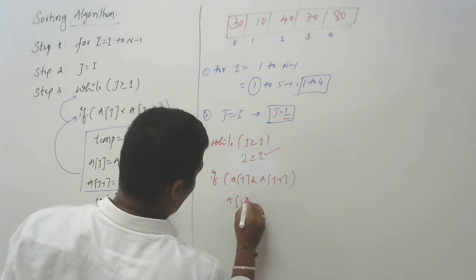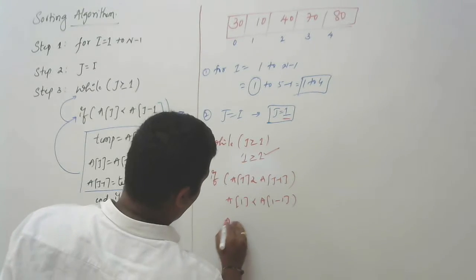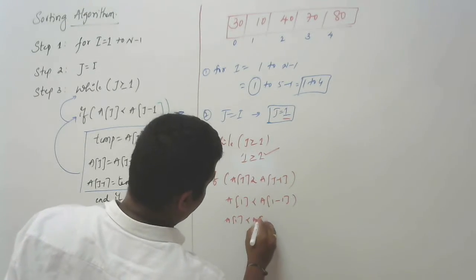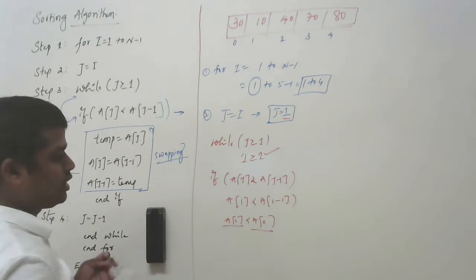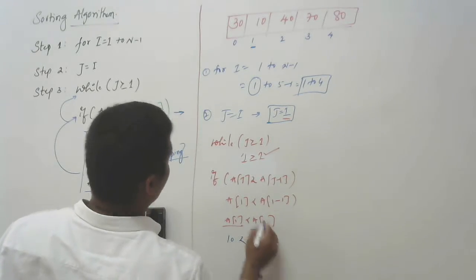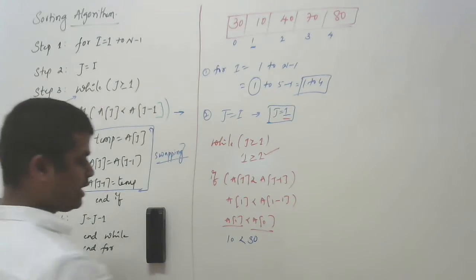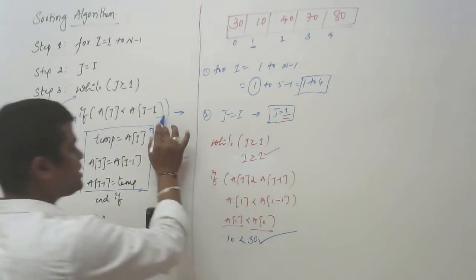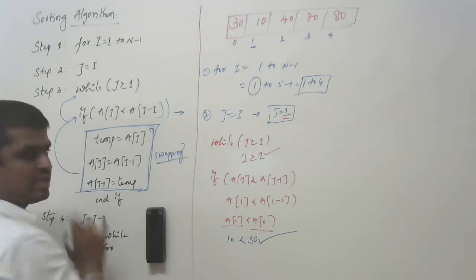The j value, how much? 1. Lesser than 1 minus 1. So a of 1 lesser than 1 minus 1, that means a of 0. A of 1 value, how much? 10. A of 0 value, how much? 30. Is 10 lesser than 30? The condition is true. When this condition is true, this particular block will get executed.